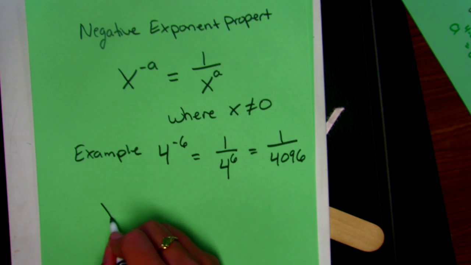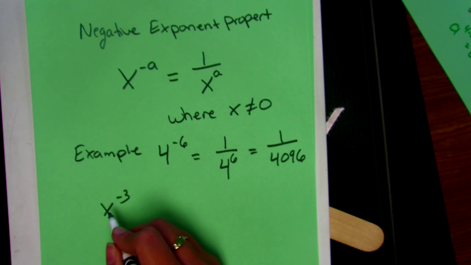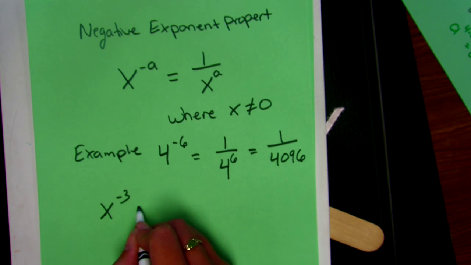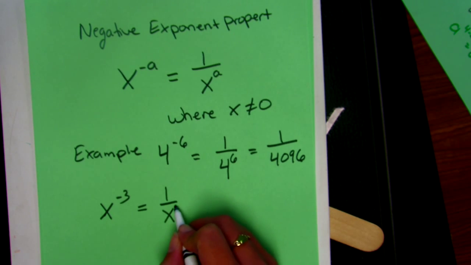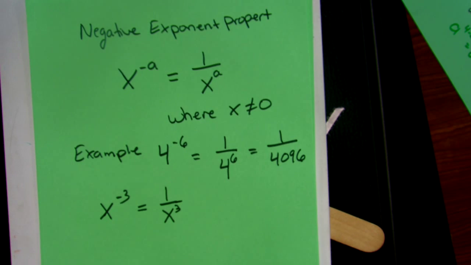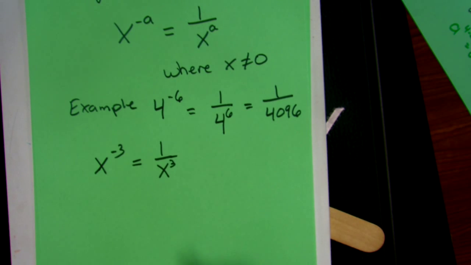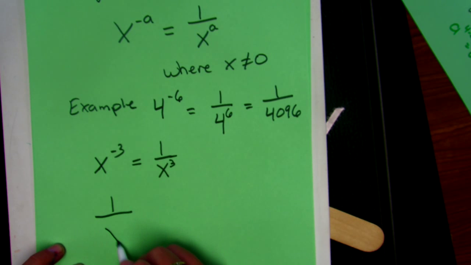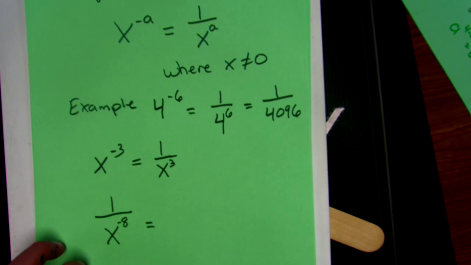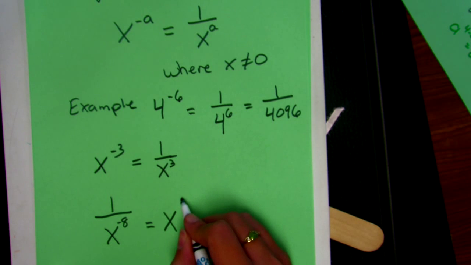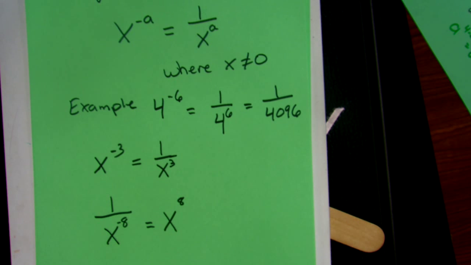Let's try another one. Let's try x to the negative 3rd power. So we're going to take the reciprocal. The reciprocal of x is 1 over x. And our exponent becomes positive. What if we have 1 over x to the negative 8th? In this scenario, when we take the reciprocal, 1 over x is x, and then our exponent becomes positive.